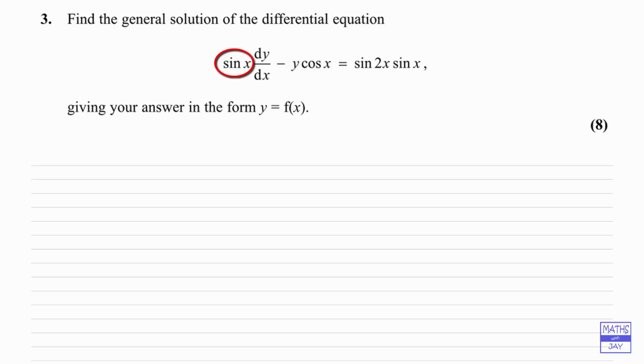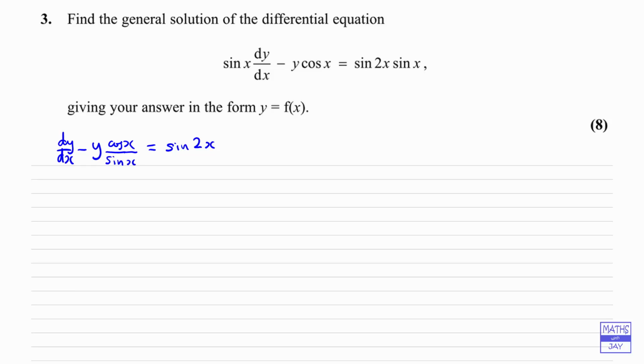So that's going to give us dy by dx. So that's the important bit. And then we are going to divide the next term by sine x. So we'll put the sine x under the cos x. And remember, you need to divide the other side by sine x as well. So dividing sine x by sine x will give us 1. So that will just give us sine 2x. So now that's in the right kind of format.